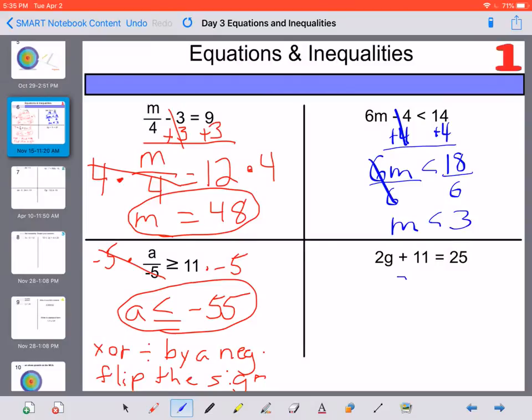Over here, we're going to subtract 11. Now it's just an equal sign, so it's easier. We don't have to worry about flipping anything. So we get 2g equals 14. Divide by 2, and g equals 7.